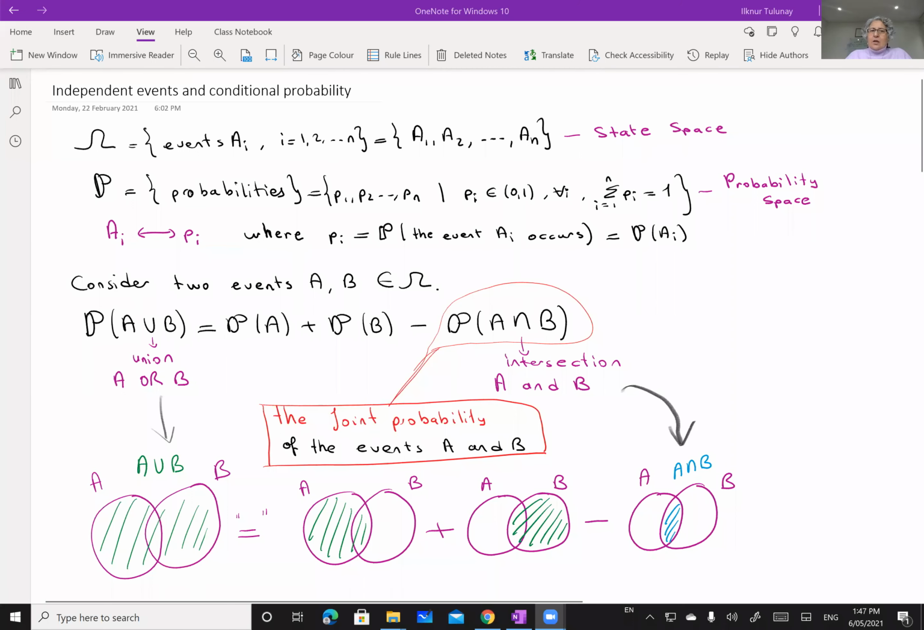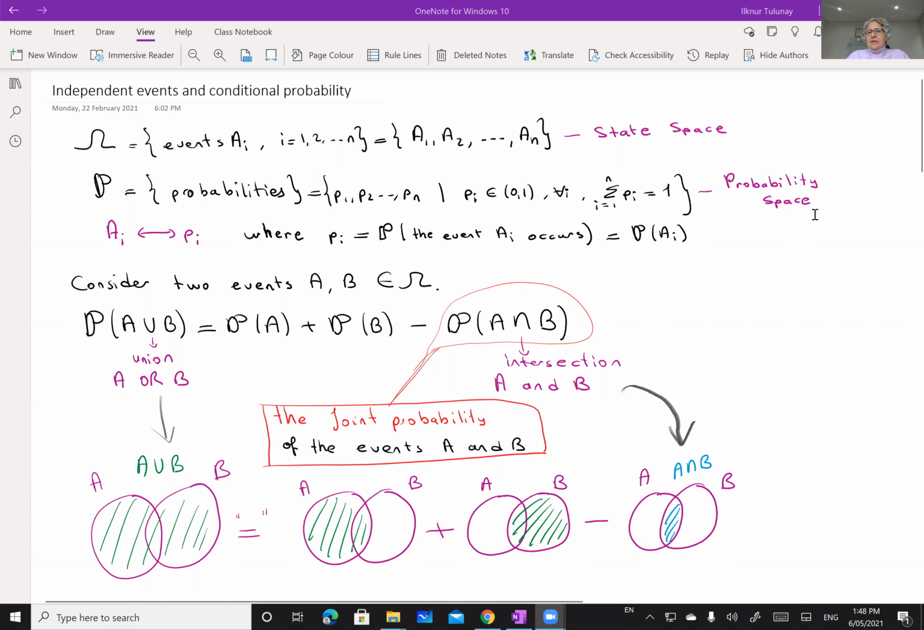Hello everybody, this video is on independent events and conditional probabilities. Now consider two sets. Omega is the set of events, let's say from A1 to AN, that's called the state space. P is the probabilities, these are numbers between 0 and 1. And if we add all of those numbers, we must have 1.